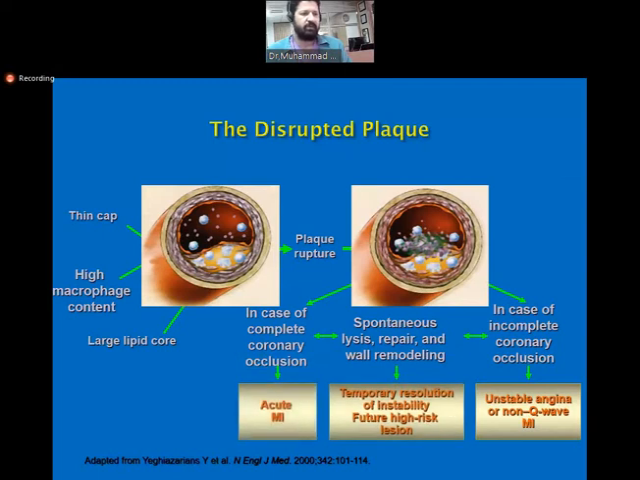In this slide, you can see that there is an atherosclerotic plaque in the artery that gets ruptured, and after being ruptured, if it completely occludes the coronary, then it causes acute MI. If it doesn't completely occlude it but compromises distal blood flow, then it is either unstable angina or non-ST elevation MI. So in ACS, we have three entities.